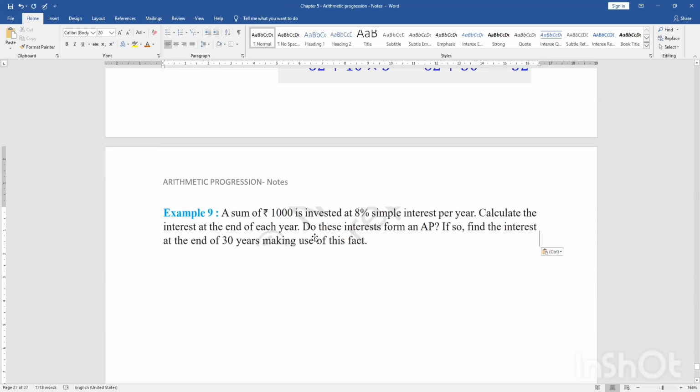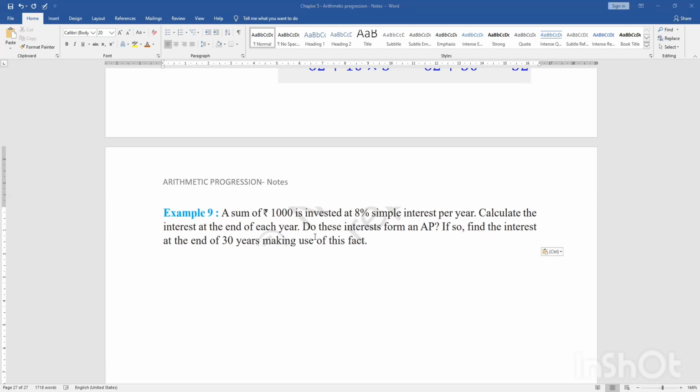Example 9. A sum of rupees 1000 is invested at 8% simple interest per year. Calculate the interest at the end of each year. Do these interests form an AP? If so, find the interest at the end of 30 years, making use of this fact.